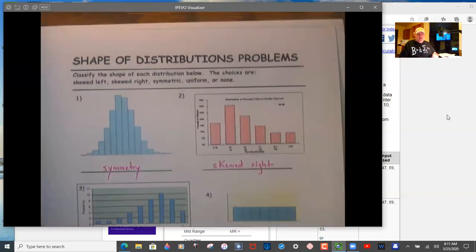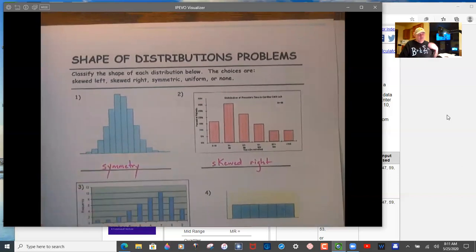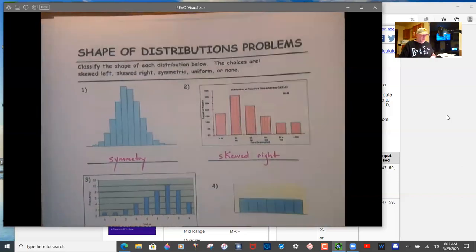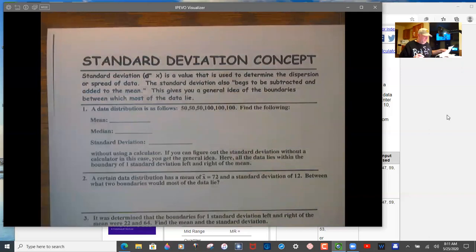And if you have tailing in both ways, like this one, then you don't. It's neither, okay, and possibly symmetric. All right, standard deviation concept.